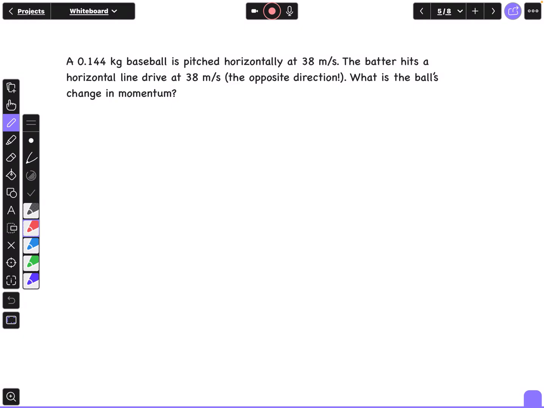Okay, next problem. It says a 0.144 kilogram baseball is pitched horizontally at 38 meters per second. So I'm given a mass there, and I'm given a velocity, 38 meters per second. The batter hits a horizontal line drive at 38 meters per second in the opposite direction. What's the ball's change in momentum? Alright, so I'm given a mass, 0.144 kilograms. I'm given an initial velocity, it hits it, and it's going to be positive 38 meters per second.